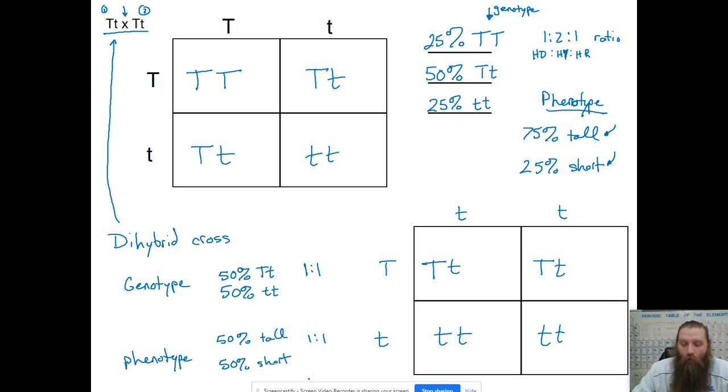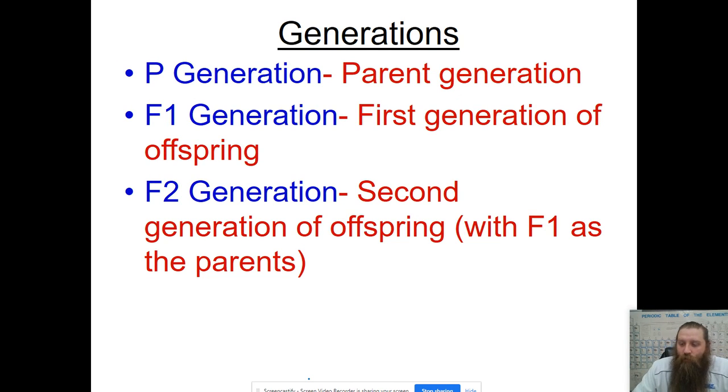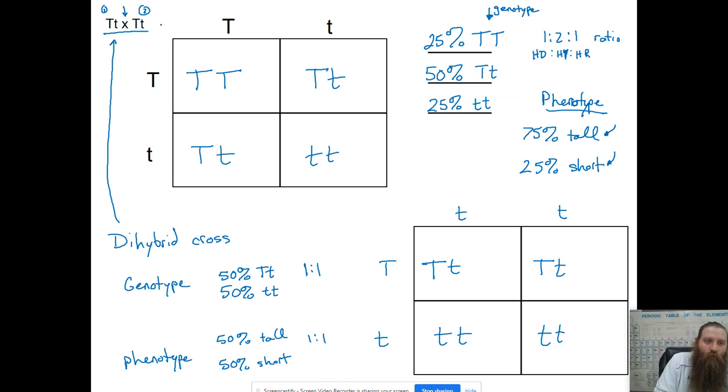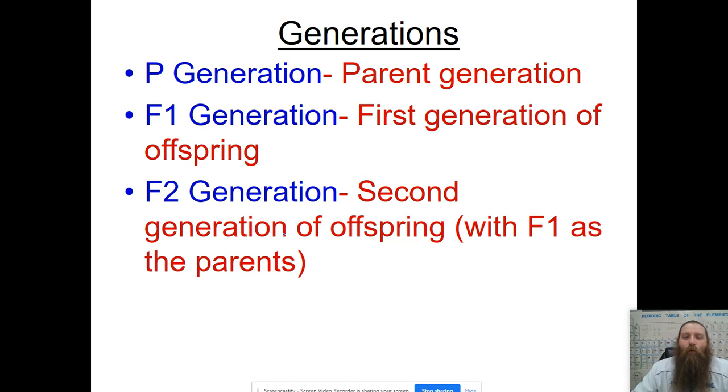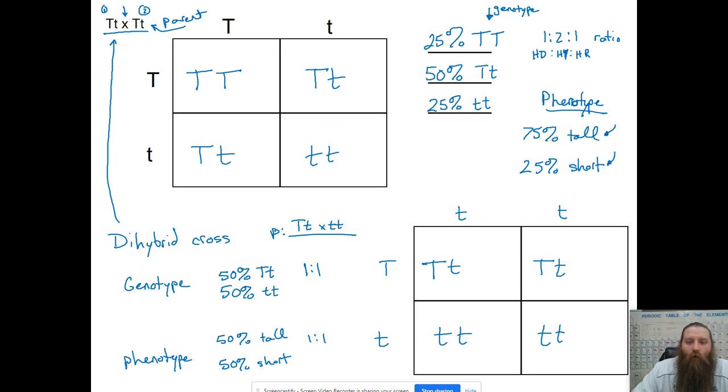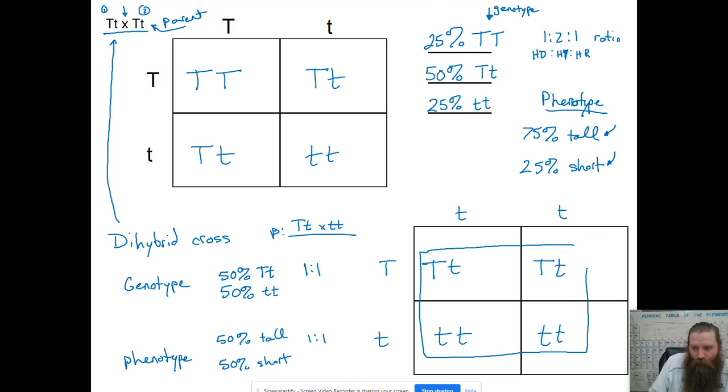Okay. Now, the more generations that you cross, you have to have a way to kind of identify them. So the P generation is called the parent generation. This is my parent generation right here. In this case, I had big T, little t by little t, little t. There would be my parent generation. The F1 generation is the first generation of offspring. So all of these guys right here, these would be F1.